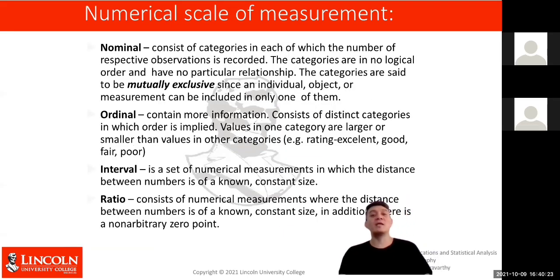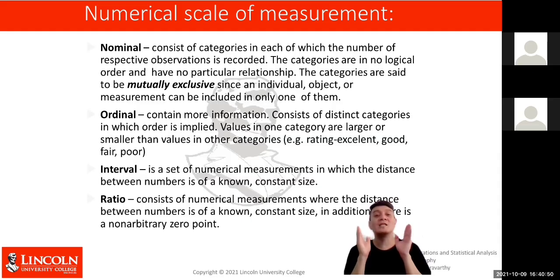Numerical scale of measurement. So the nominal and the ordinal are the numerical scales of measurement. The nominal consists of categories in each of which the number of respective observations are recorded, and categories are in no logical order and have no particular relationship. The categories are said to be mutually exclusive, since an individual or object can be included in only one of them. So that's what you call the nominal.